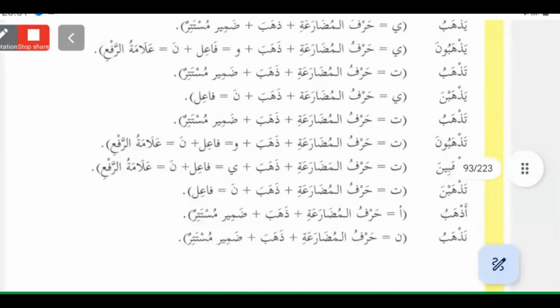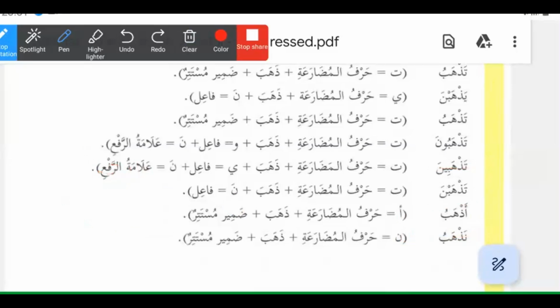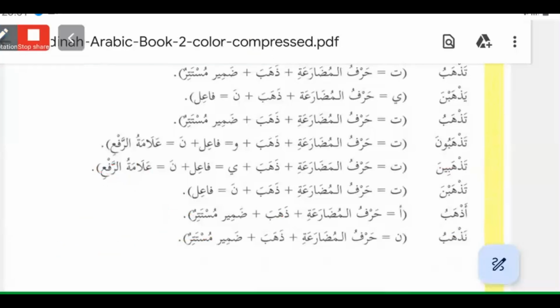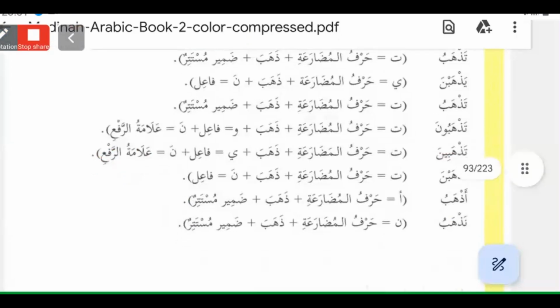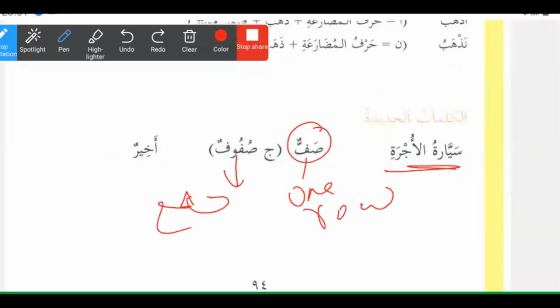Then we have azhabu and nazhabu. These are the huruful mudariya. Zahab is the fa'il, and the zamir is mustatir, meaning ana here, and nahnu here. Sayyaratul ujra means taxi, saffun means one row, and sufuf is the plural, akhirun means last.